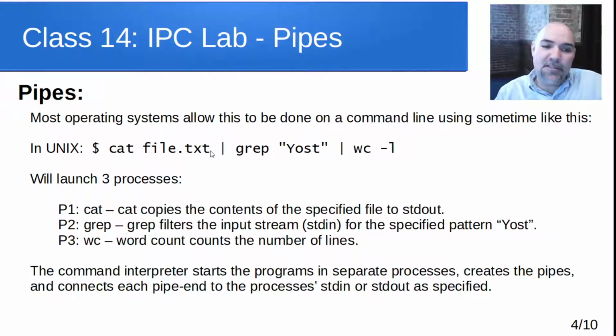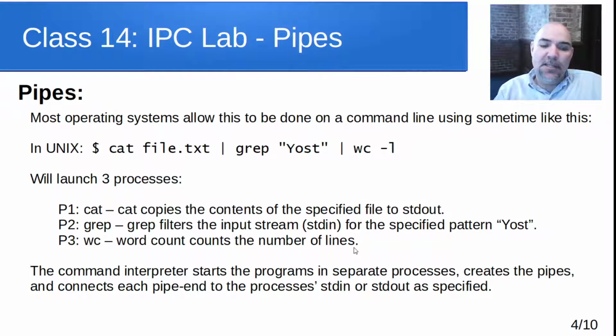So that behind the scenes is going to launch 3 processes: cat, grep, word count. But the operating system is going to use pipes to plumb those streams together. So the output of one goes to the input of the other, and the output of that one goes to the input of the other, and the output of this one, the word count, since it's not piped anywhere, is going to go to the console.